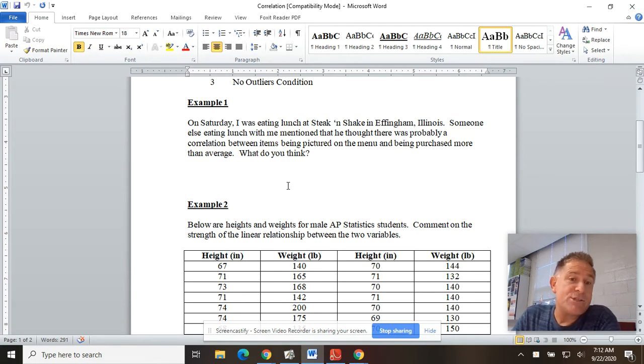So there might be a relationship. You might say there's an association between being pictured on a menu and being purchased more often, but there darn sure isn't a correlation. And so that's an easy example, but it was too perfect.